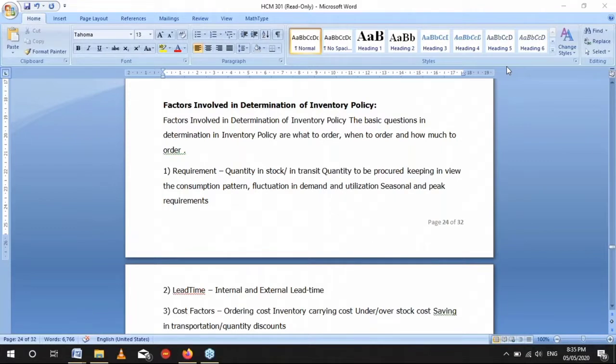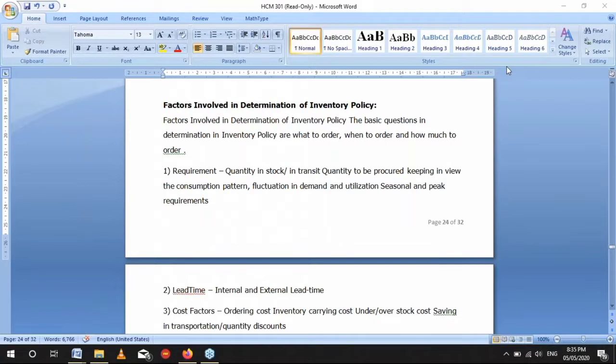The fifth one is GOLF, as in golf. That one stands for government, ordinary, local, and foreign, and it is based on the source of supply from which material is procured. That is the fifth one. Are you following?